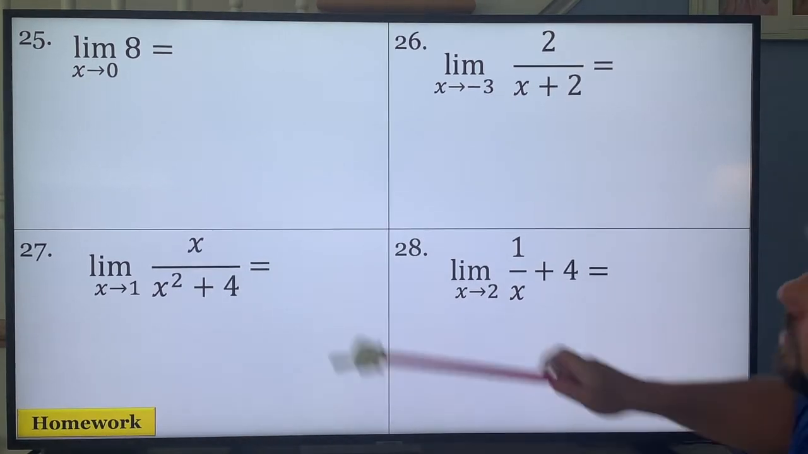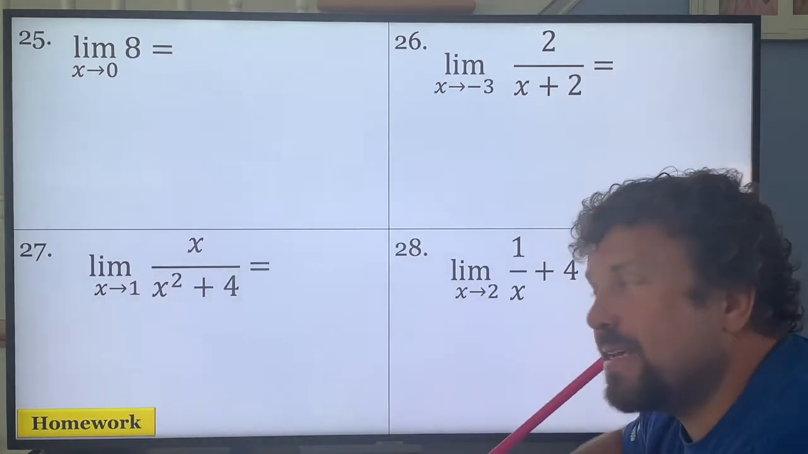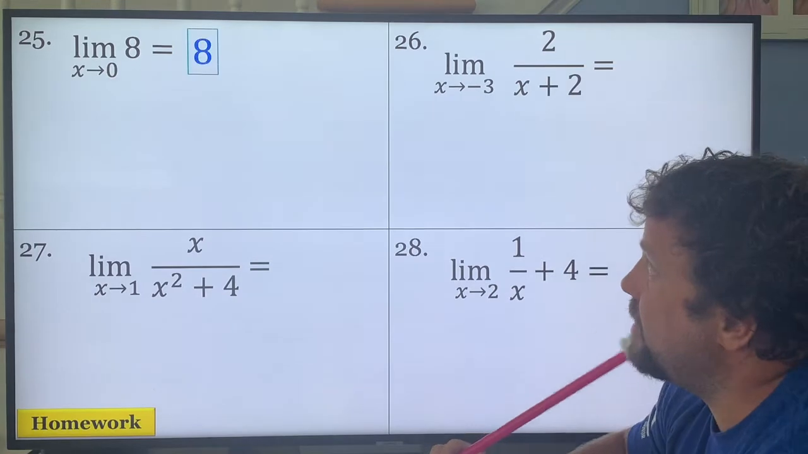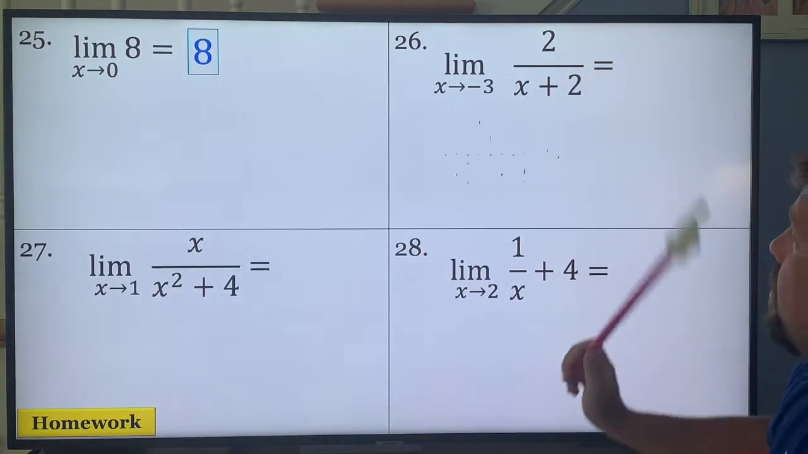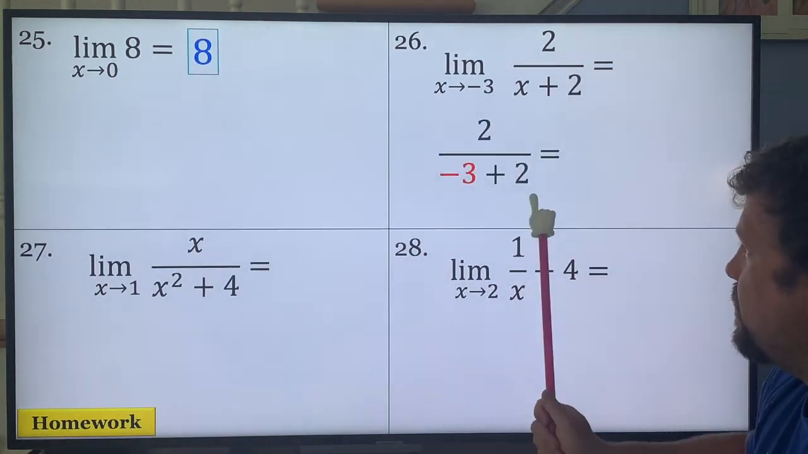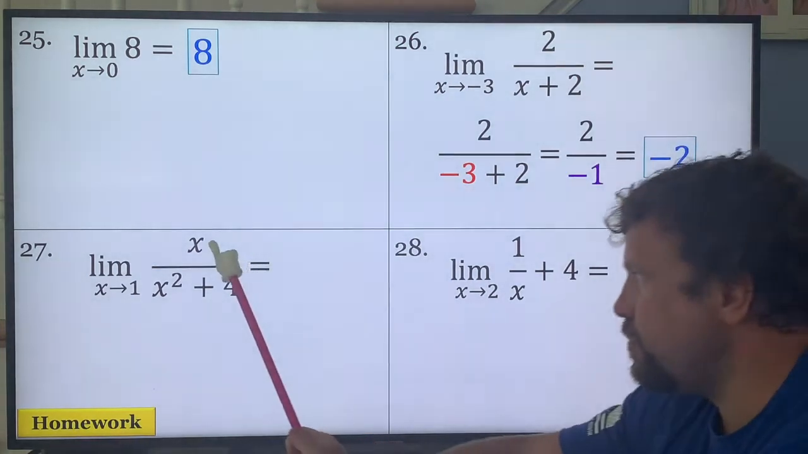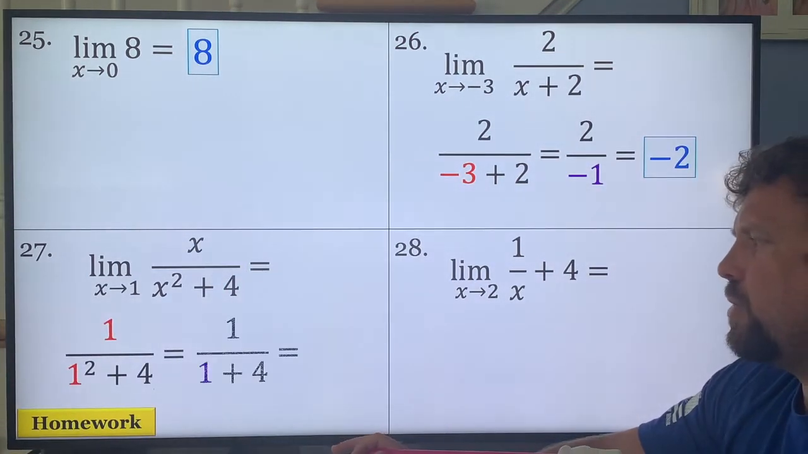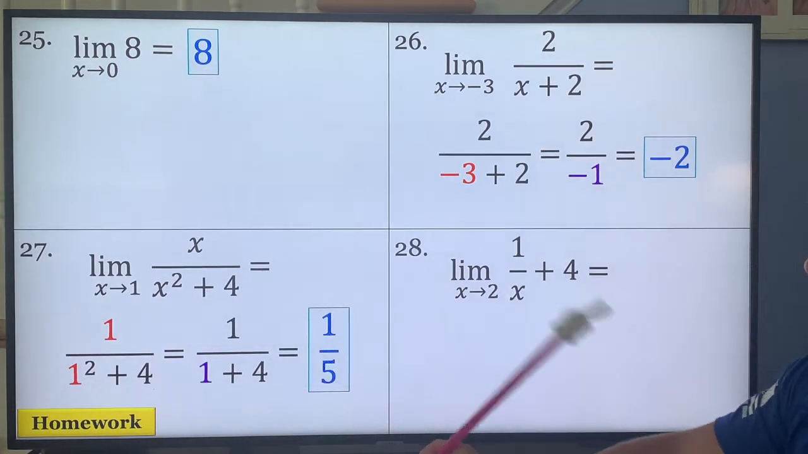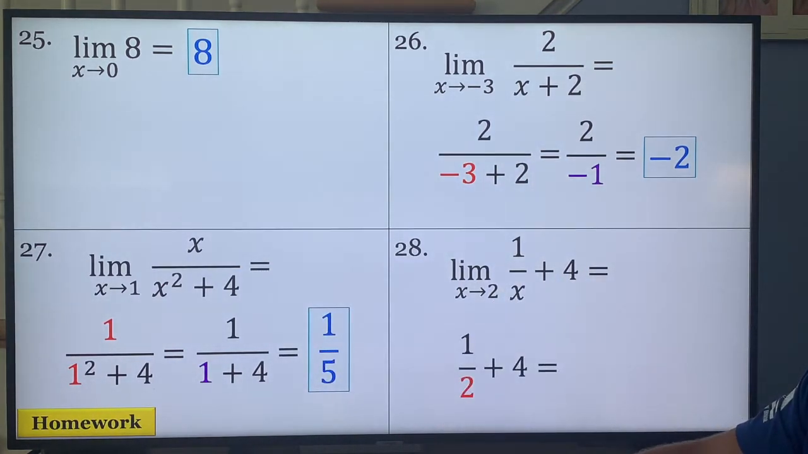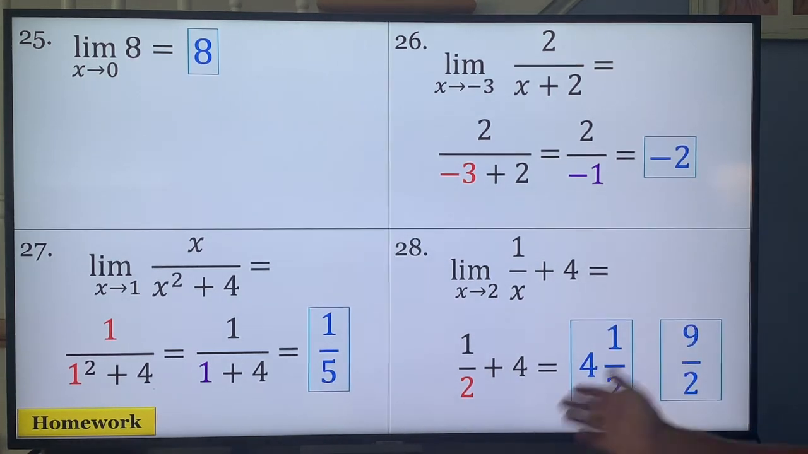Now, the limit of a, 8. As x approaches anything is 8. 2 divided by negative 3 plus 2. 2 divided by negative 1 is negative 2. 1 over 1 squared plus 1. 1 over 1 plus 4 is 1/5. 1 over 2 plus 4. 4.5, or 9/2. Oh, look at that.